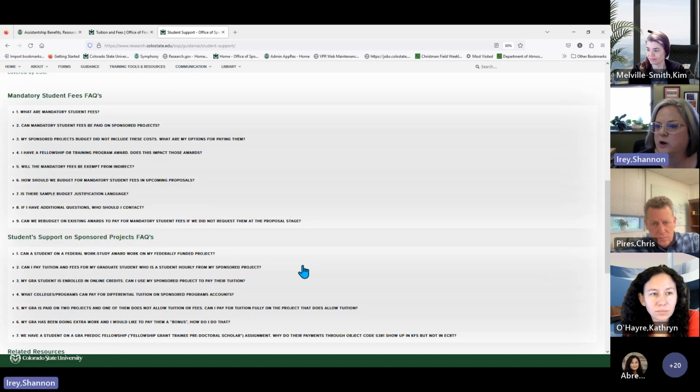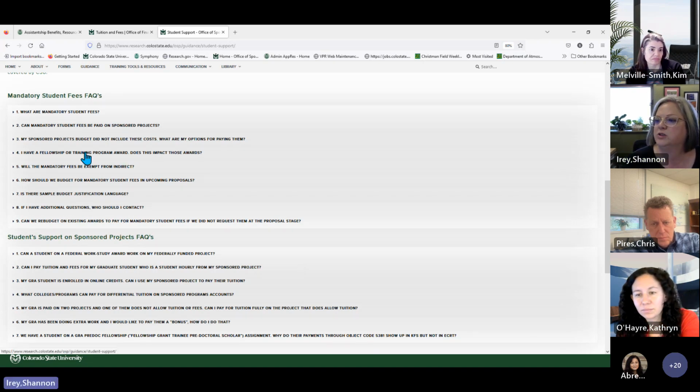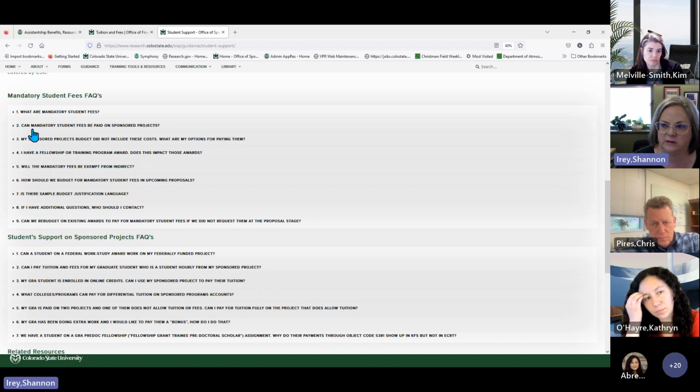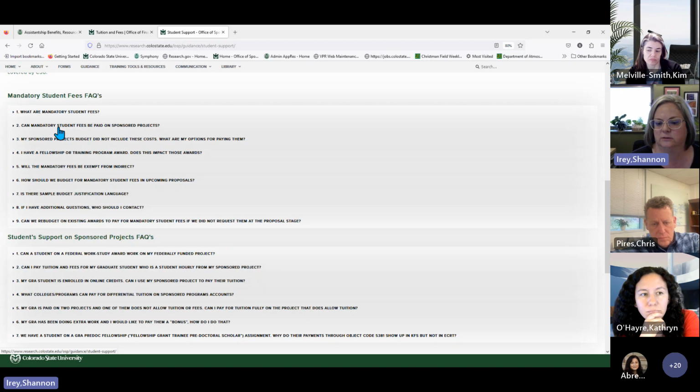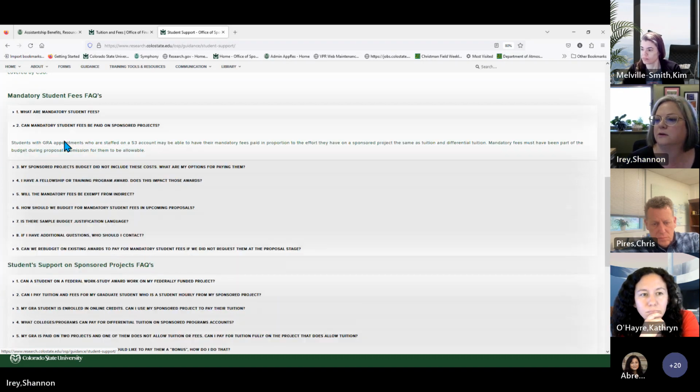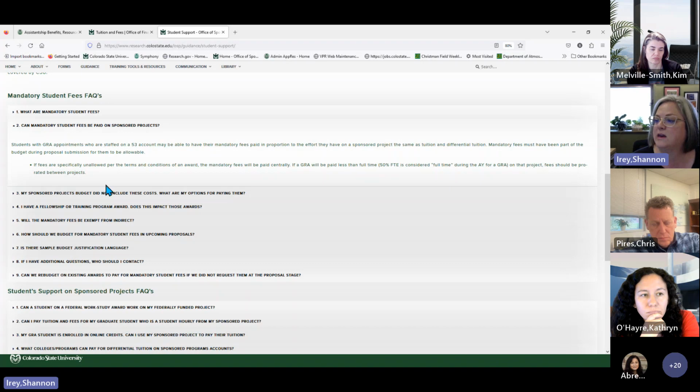Well, let's go over a couple of hot topics on these. So let's open up the FAQ. Can mandatory student fees be paid on a sponsored project? Yes, they can, but they had to have been budgeted for at proposal stage.